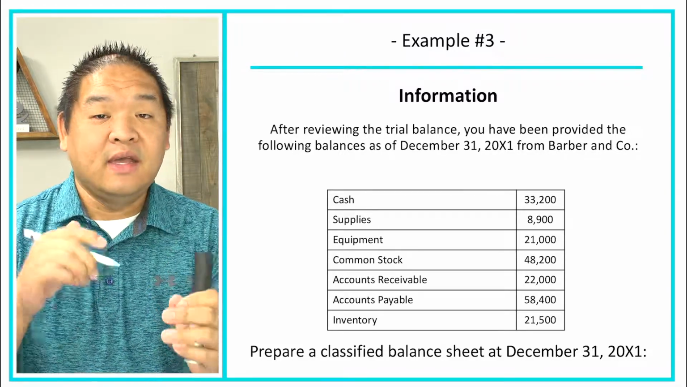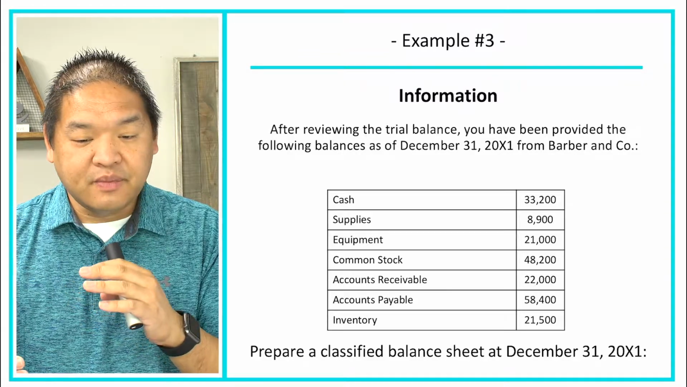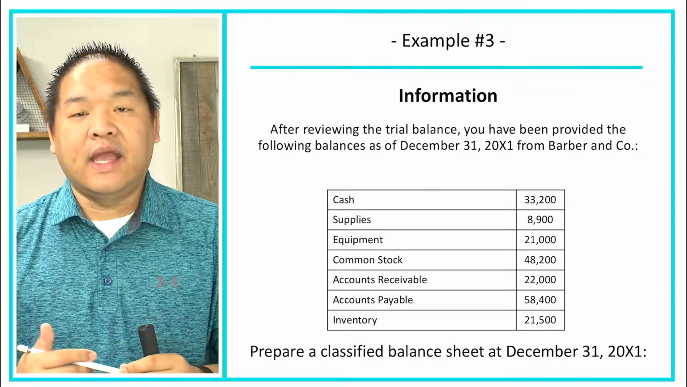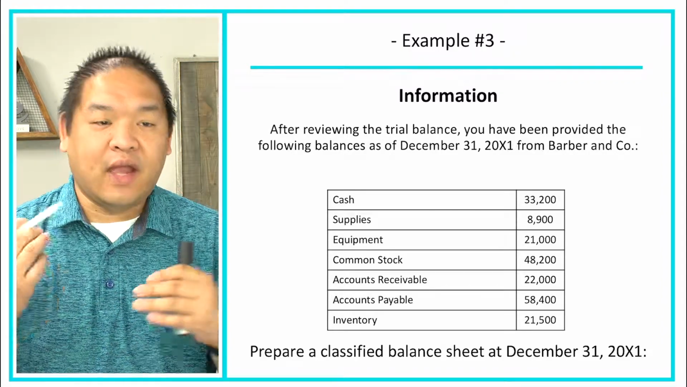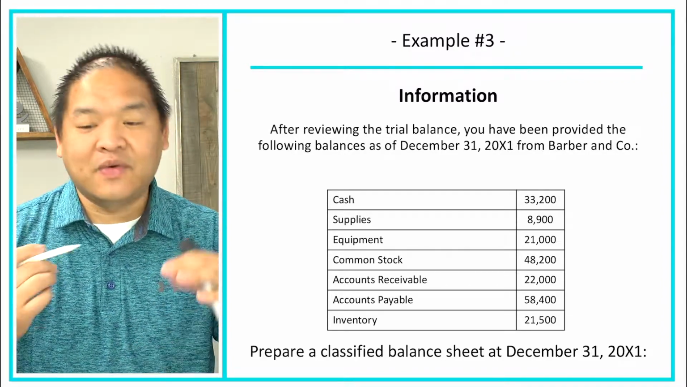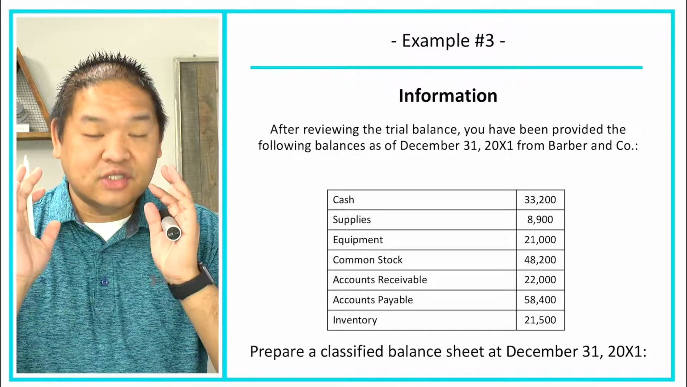So just FYI, accounts payable can often be summarized with AP, and accounts receivable can often be summarized with AR. So if you hear AP, AR, it means accounts payable or accounts receivable. So just FYI on that.